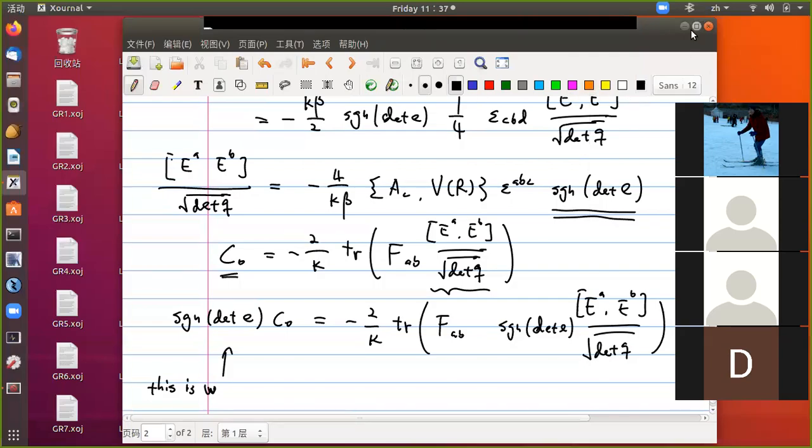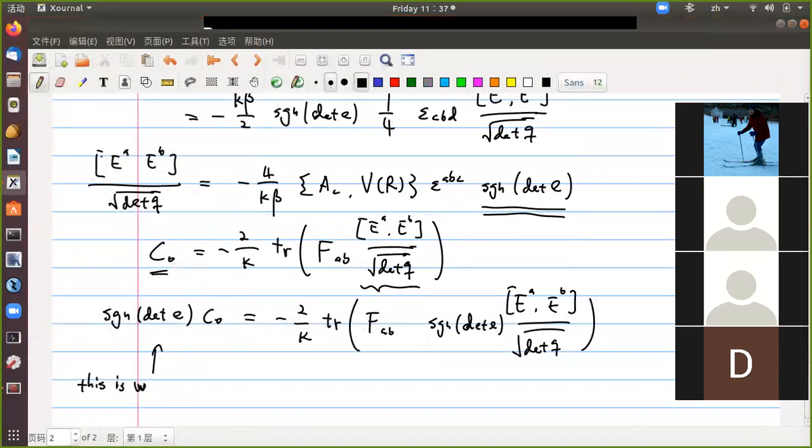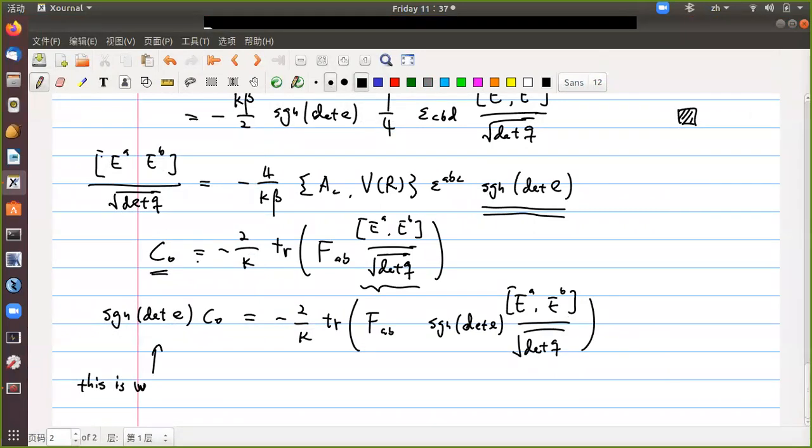Okay, as I said before we stop, in order to replace this quantity to be just a Poisson bracket, you have to multiply this quantity by a sign. This is a little bit subtle here, but what we want to do is, this is a Hamiltonian constraint, we multiply a sign.